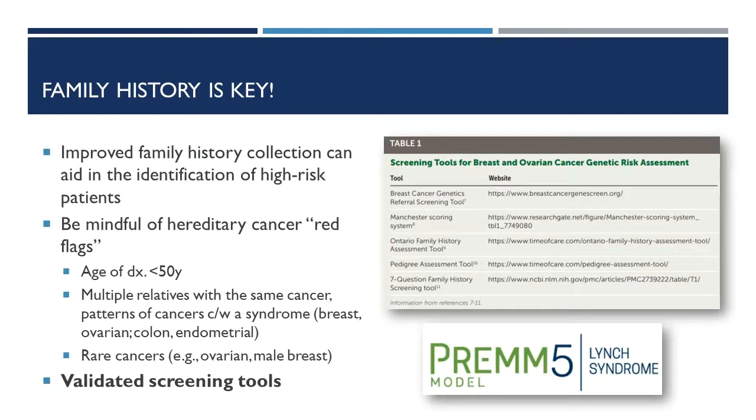The table on the right is from a 2020 editorial in American Family Physician, summarizing useful family history tools for breast and ovarian cancer risk assessment. PREMM5 is a clinical prediction algorithm developed by Dana-Farber, used to estimate a patient's probability to have Lynch syndrome germline mutations. These tools are brief, easy to use, and can be readily incorporated into practice.